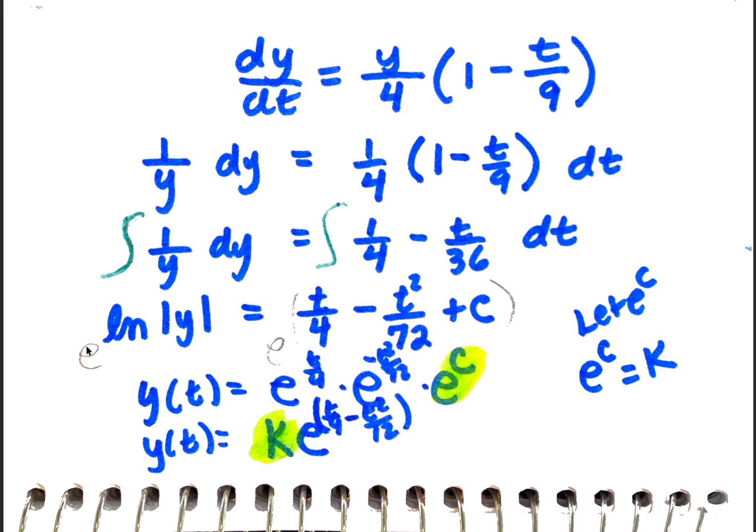Here, we're going to raise both sides to the base e, and then we get y of t is equal to e to the t over 4 times e to the negative t squared over 72 times e to the C. And notice where that big C comes from, or in this case it's a k, because e to the C is a constant, and e is also a number. So this whole thing just becomes a constant, which in this case just becomes k. You can see the side note I wrote here: let e to the C be k. Therefore, we get k. And sometimes you will write it as the big C. There's no difference between these two.